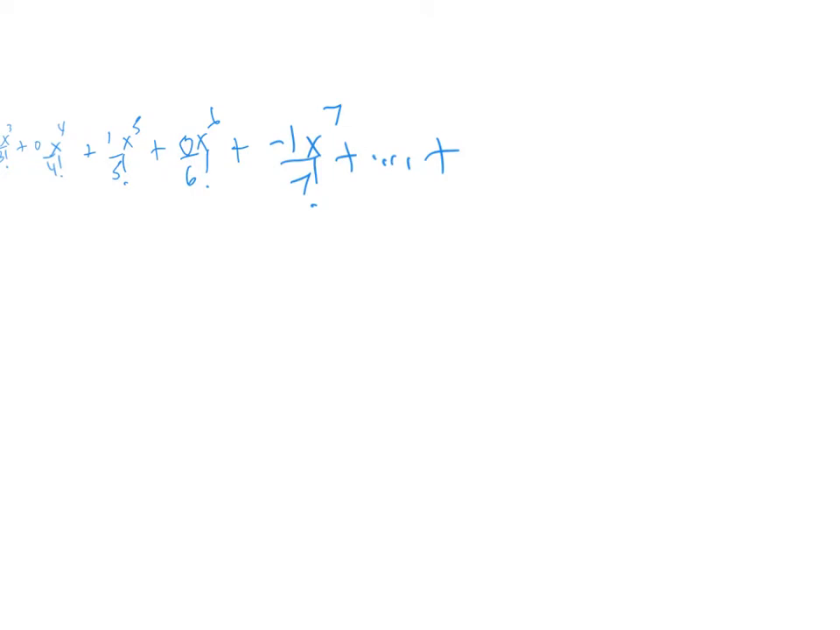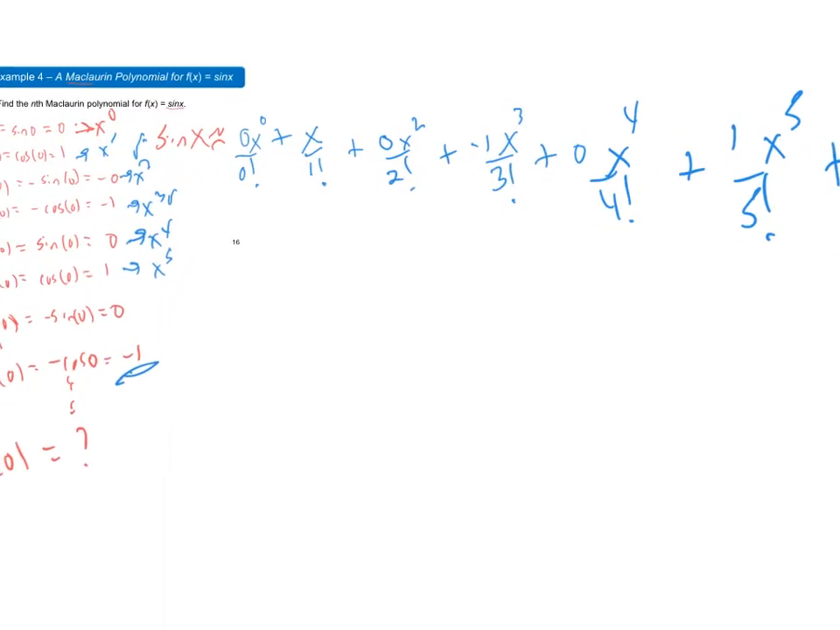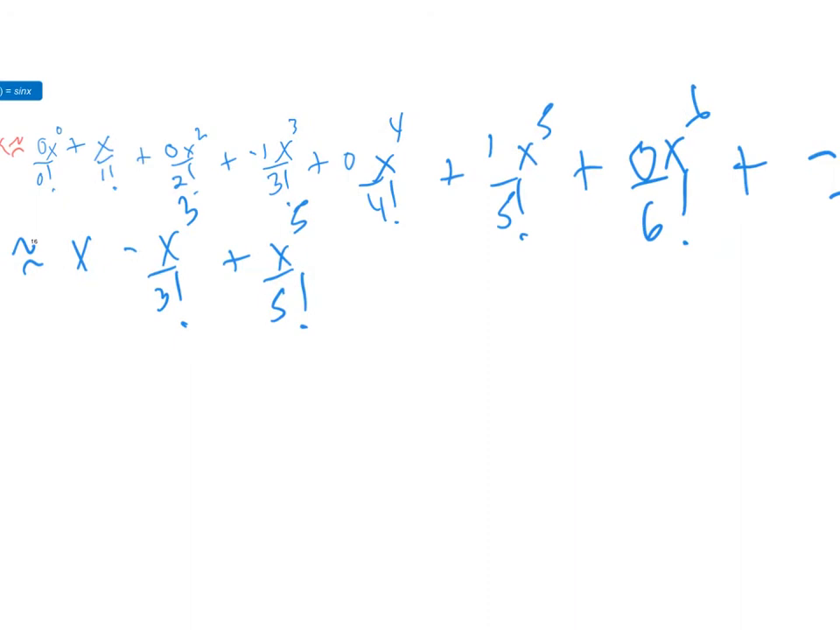All the way to, all I can say is f to the nth derivative of 0 times x to the n over n factorial. Clean it up. Approximately, that's a 0. That's an x. That's a 0. That's a minus x cubed over 3 factorial. That's a 0. That's a plus x to the 5 over 5 factorial. Plus a 0.